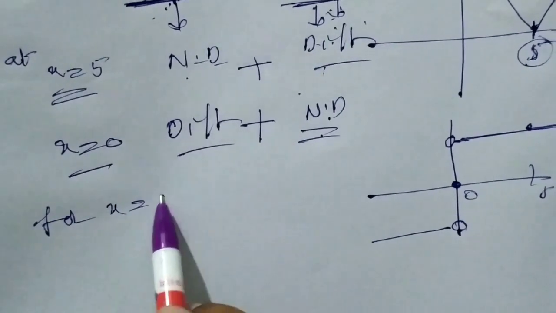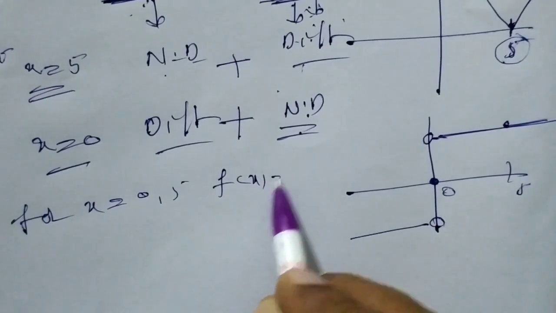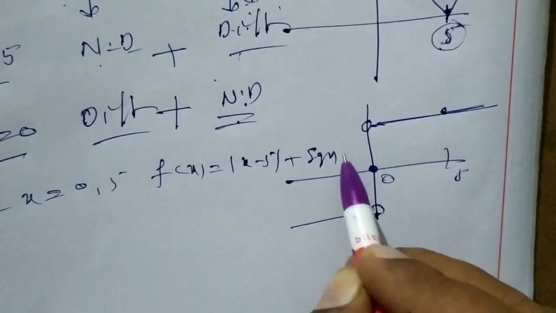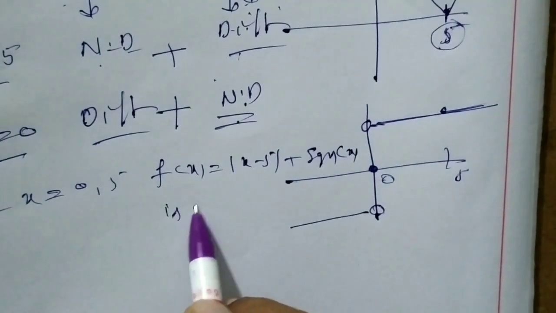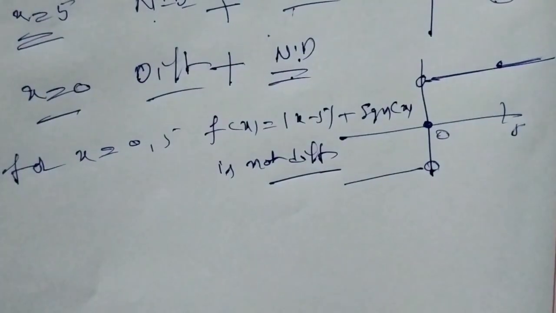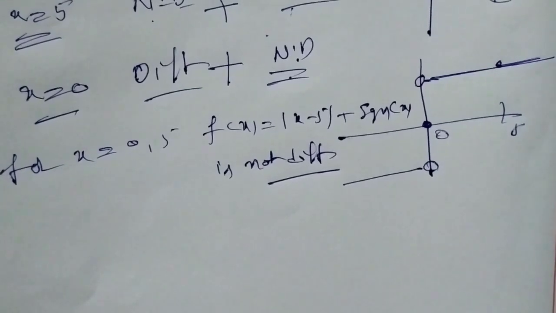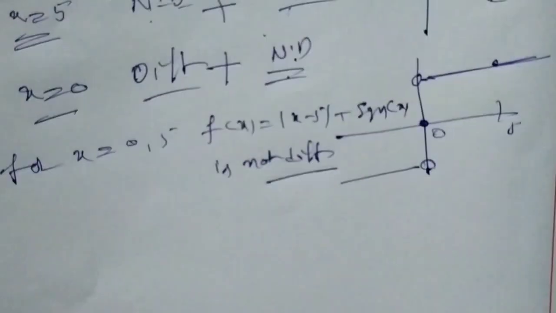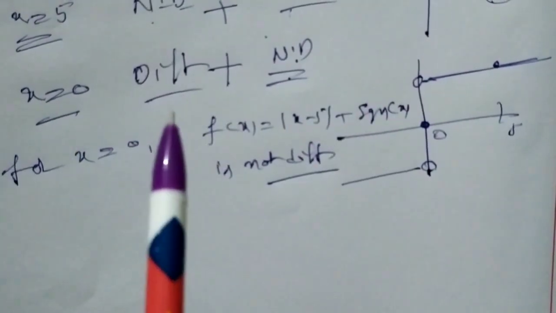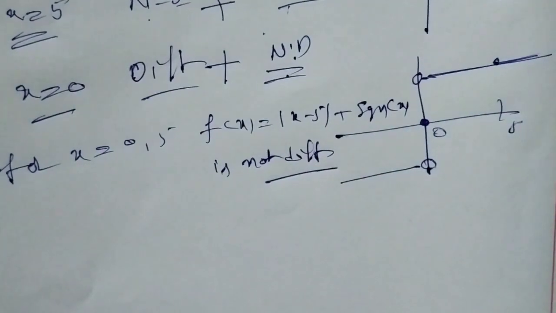For x is equal to 0, 5, f of x is equal to modulus of x minus 5 plus signum of x. Signum of x is not differentiable at 0, but modulus of x minus 5 is differentiable for all real numbers except x is equal to 5.